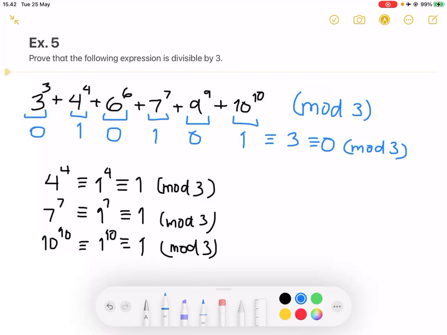Which means if a number is congruent to 0 modulo some number, then that original number is divisible by the modulus, or the divisor, I would say. So hence, we've proven that this expression is congruent to 0 mod 3 and we are done.